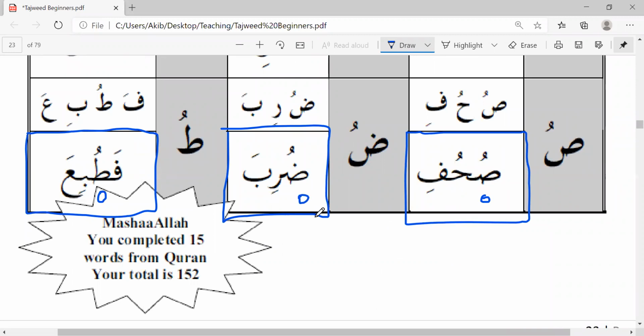And, yeah, that's the only heavy letter. Will the ra be heavy? No, this is kasra, so it will be soft. Very good. Or light.